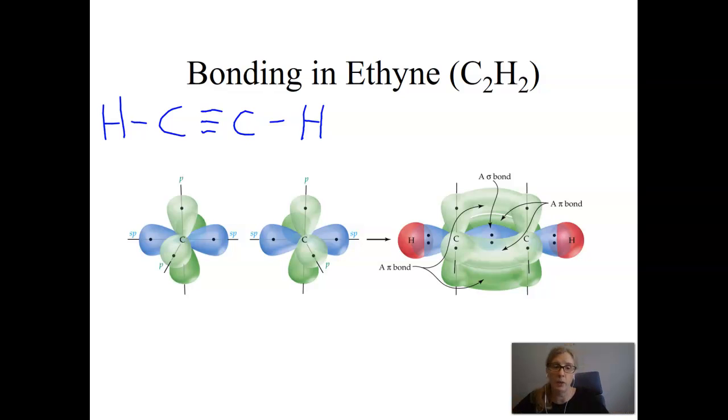So in this molecule, there would be 3 sigma bonds, one between each of the carbons and hydrogens, and one between the two carbons. And there would also be 2 pi bonds representing the double and triple part of the bond in between the two carbons.